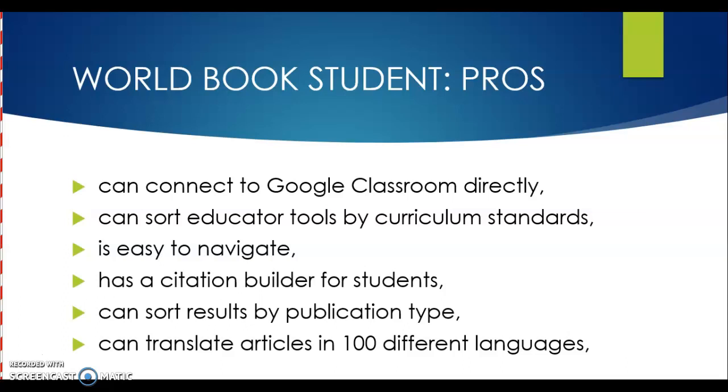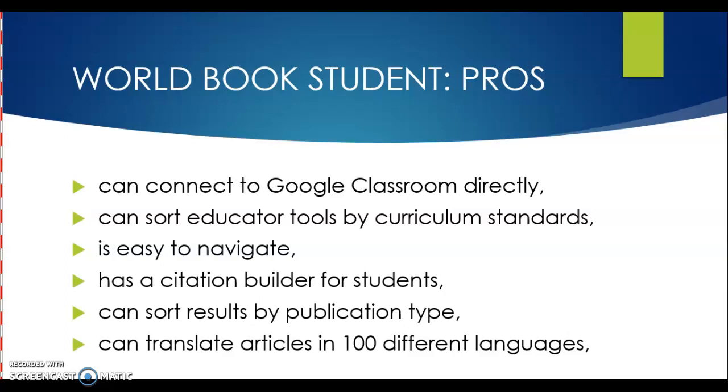Worldbook Student Pro is very easy to navigate. It's like Google Classroom text searches, but also has an advanced search. It has a citation builder for you so that you don't have to worry about trying to figure out what goes first, second, third in that citation, where the periods go, where the commas go. It will do it right for you, just there.